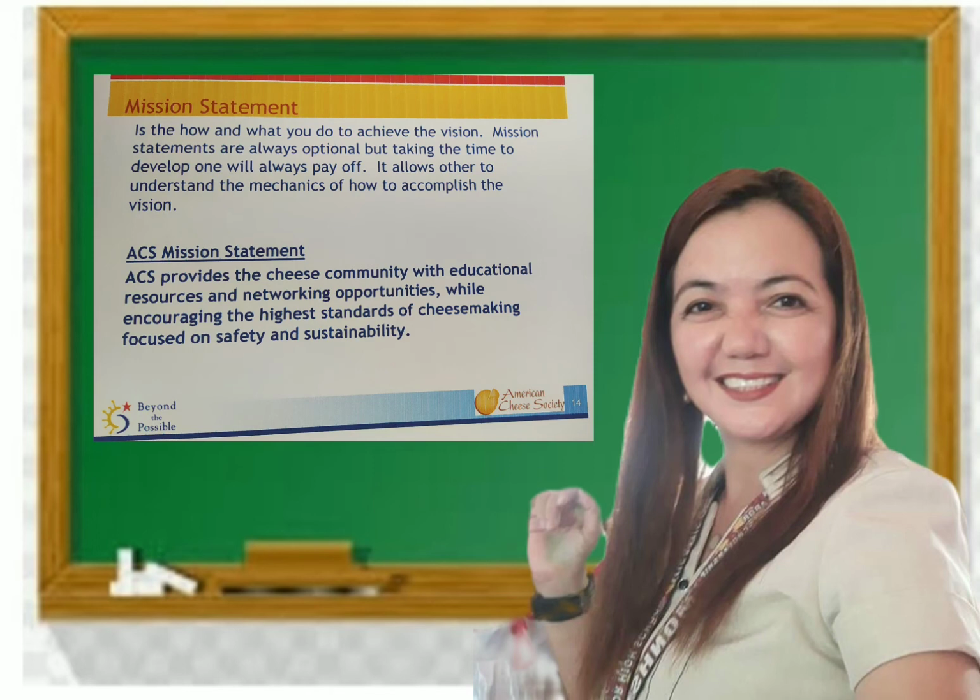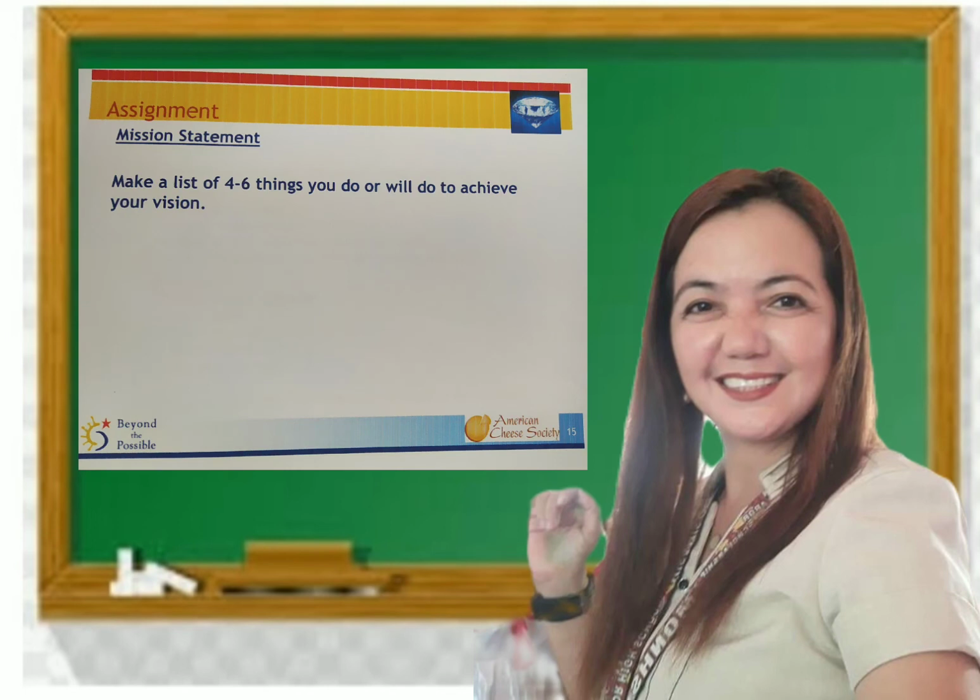Example, the ACS mission statement: ACS provides the cheese community with educational resources and networking opportunities while encouraging the highest standards of cheese making focused on safety and sustainability. So, this is going to be your assignment. Again, for your mission statement, make a list of 4 to 6 things you do or will do to achieve your vision.